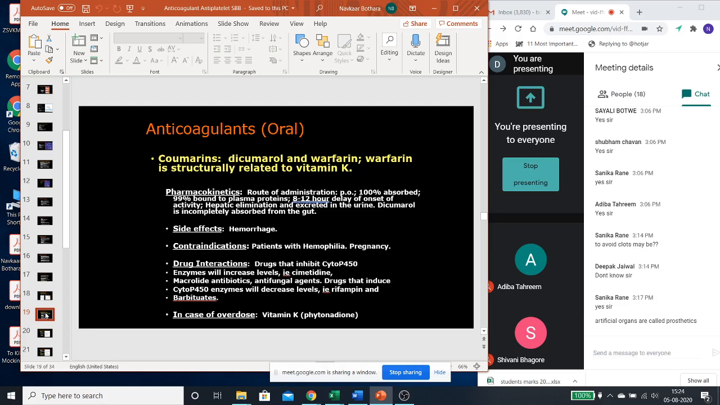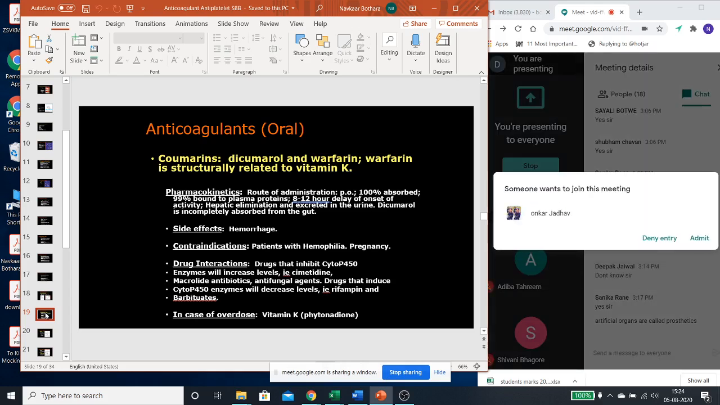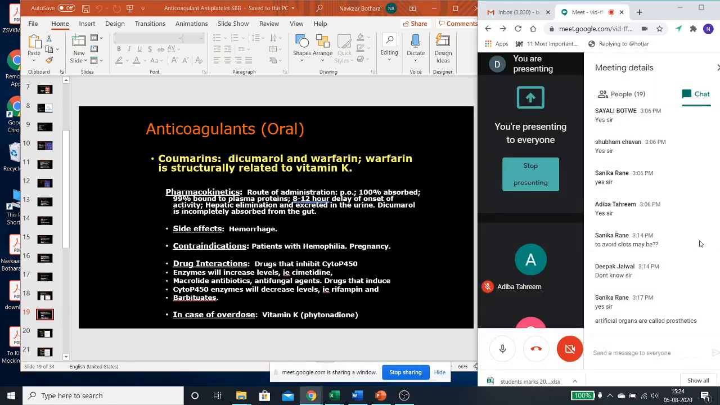Hepatic elimination and excretion: it is eliminated by the liver and it is excreted in the urine. Only dicumarol is incompletely absorbed, while warfarin is 100% absorbed, as we have seen. Side effect, as with others, it also has hemorrhage. Contraindication: in patients with hemophilia or pregnancy, it should not be given.